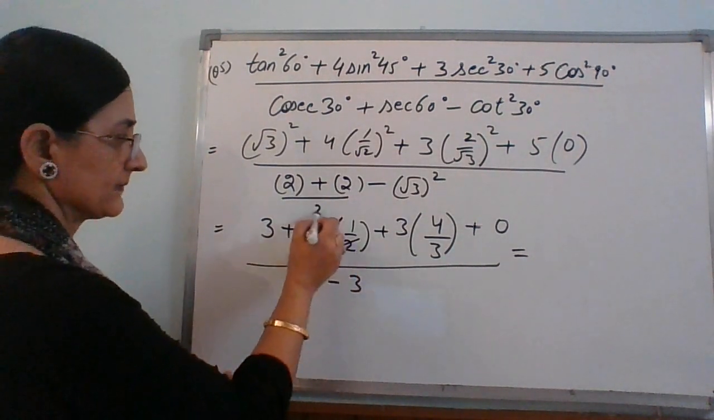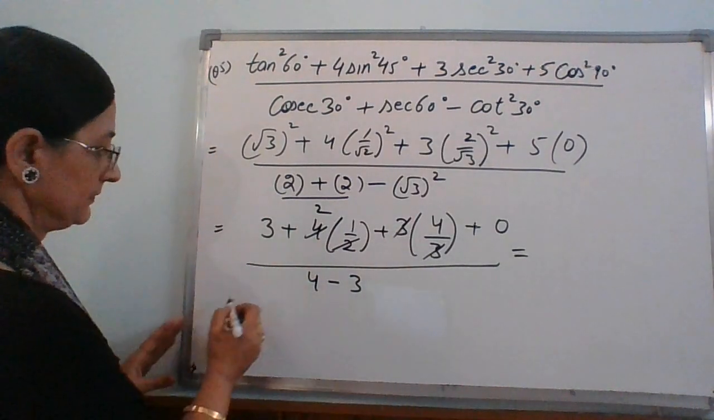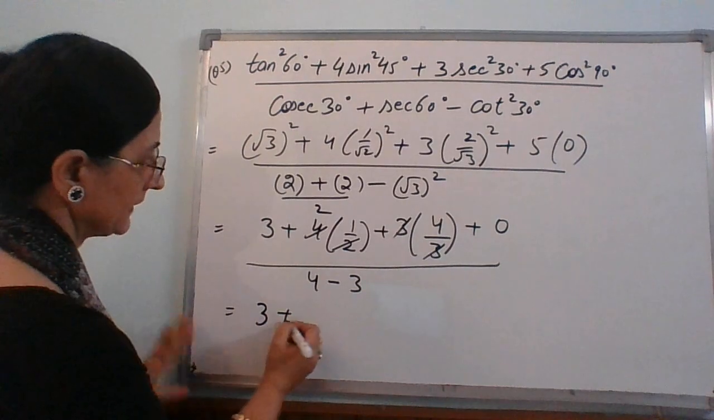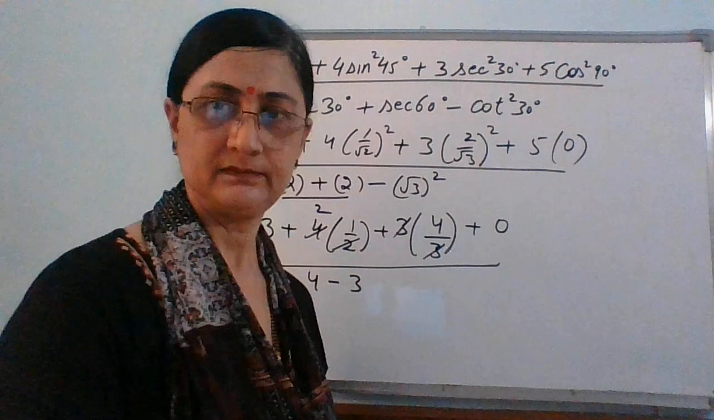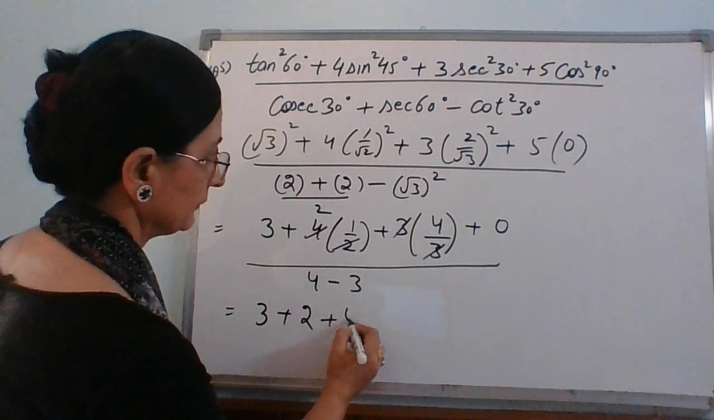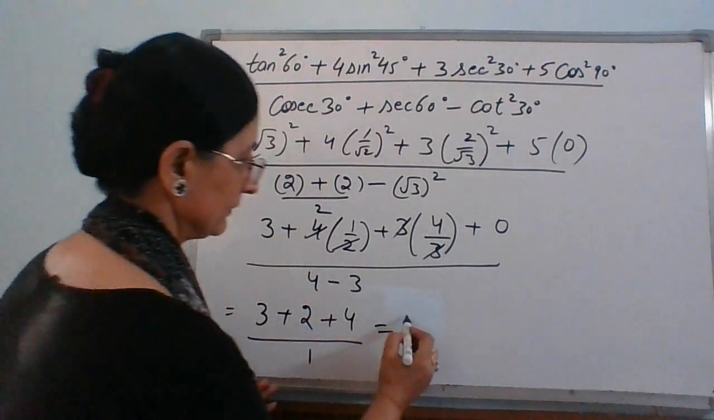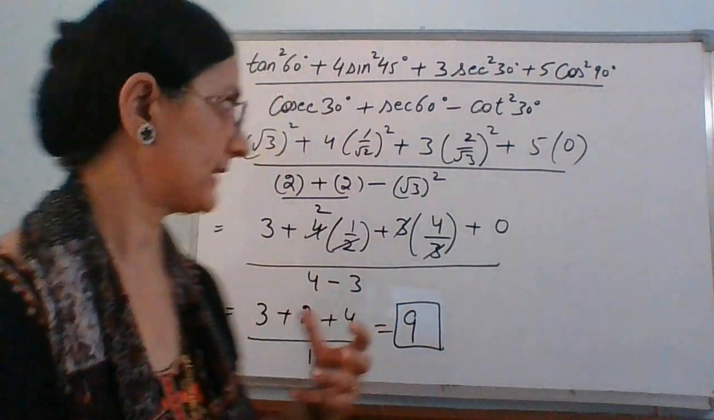Now here we can cancel this, right? Here we can cancel the 3, right? So we are left with here 3, right? Here it's 2, right? Okay, 3 plus 2 here, we are left with 4, and here it's 1, right? So 3, 4, 5, 4, 9. So the answer is 9. So we can do these type of questions also.